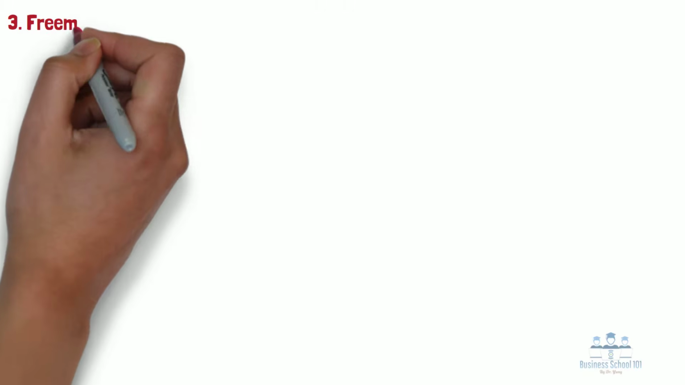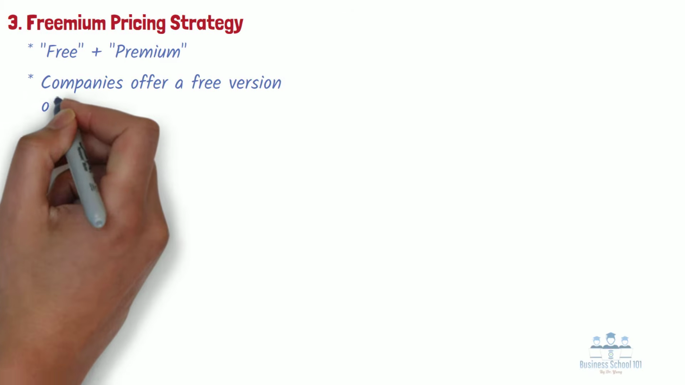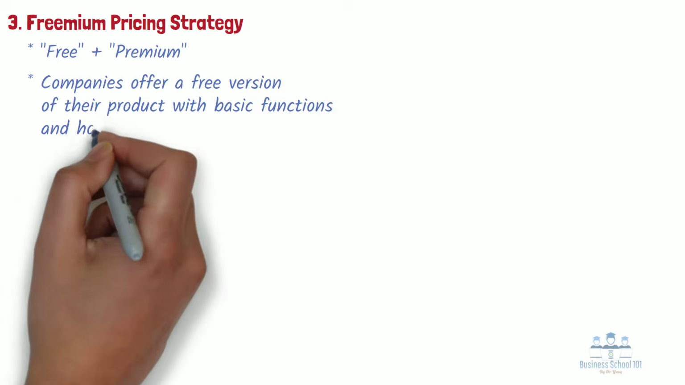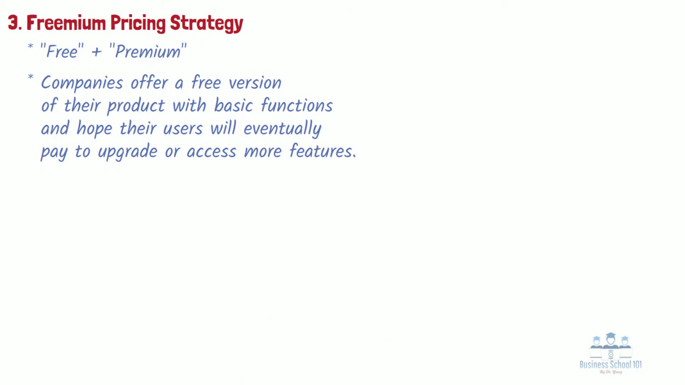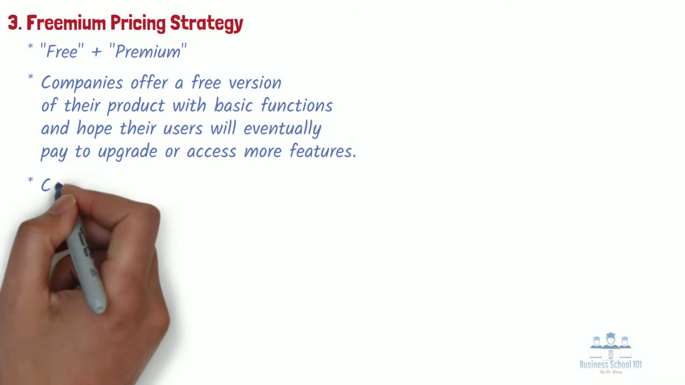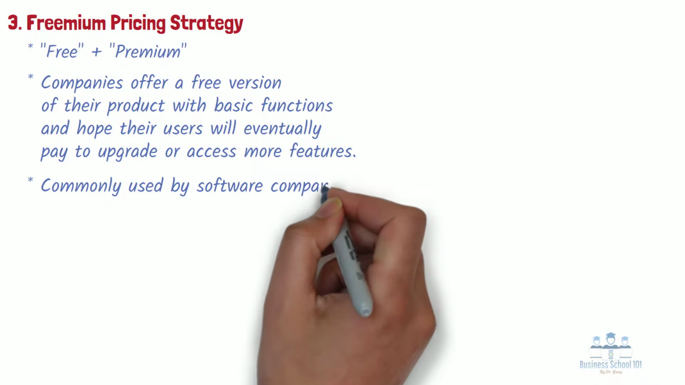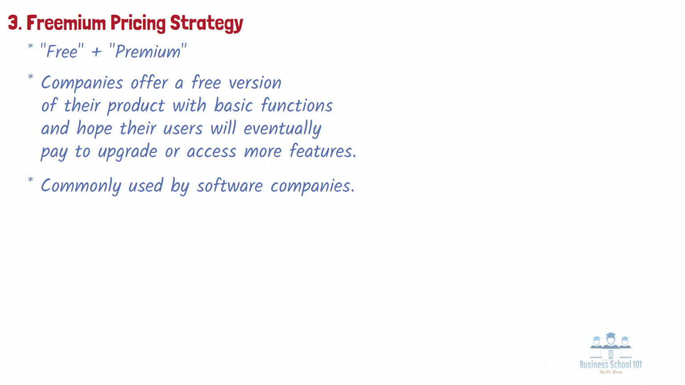3. Freemium pricing strategy. A combination of the words free and premium, freemium pricing is when companies offer a free version of their product with basic functions and hope their users will eventually pay to upgrade or access more features. Unlike cost plus, freemium is a pricing strategy commonly used by software companies. They choose this strategy because free trials and limited memberships offer a peek into a software's full functionality and also build trust with a potential customer before purchase.